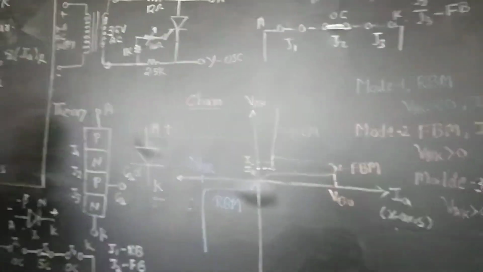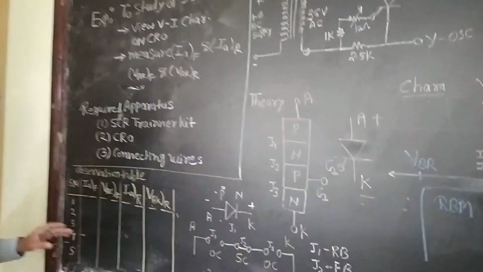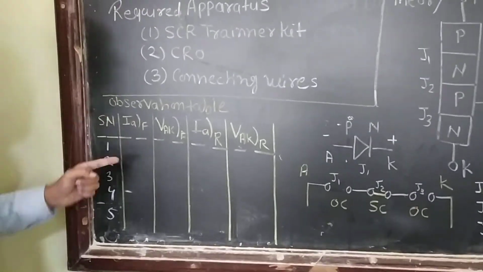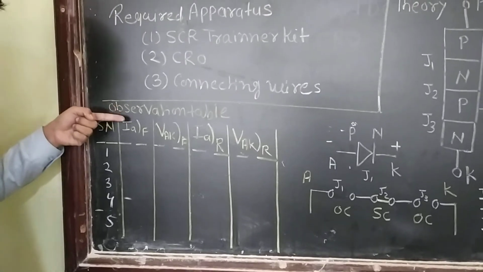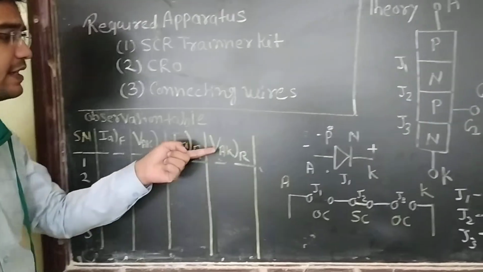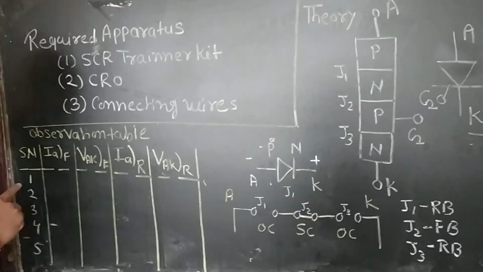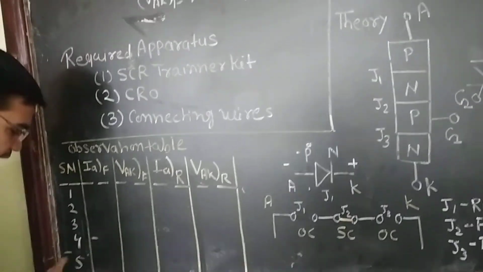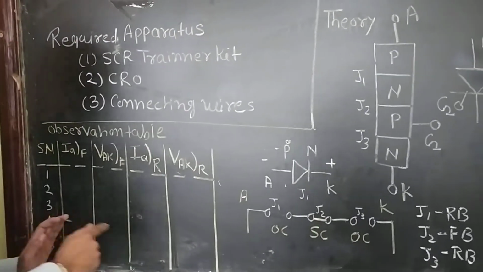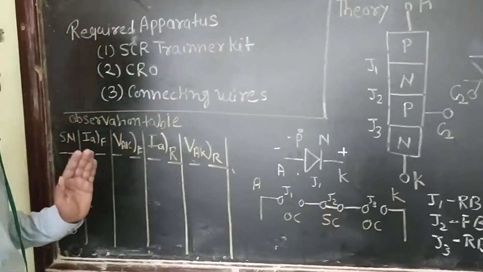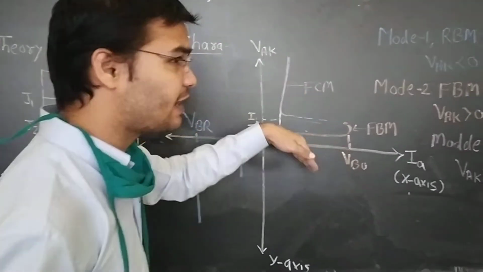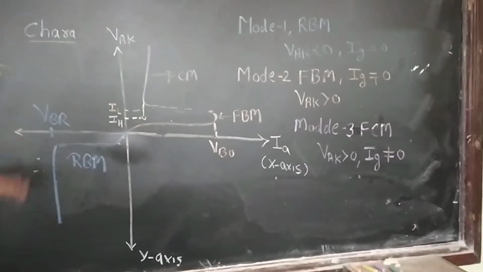After understanding all this, we will observe one more thing in this practical, called the observation table. In this table, we will measure the forward anode current, reverse anode current, forward anode to cathode voltage and reverse anode to cathode voltage at different modes of operation and different triggering levels, 1, 2, 3, 4, from minimum to maximum. When the triggering level changes, the characteristic changes, right? We will observe how to change these characteristics later.